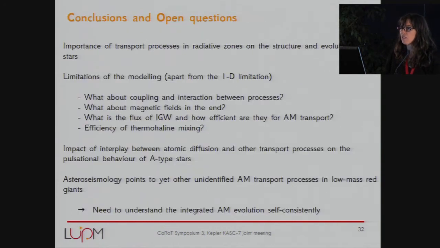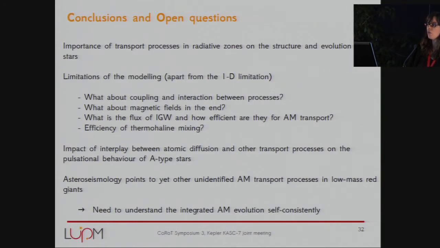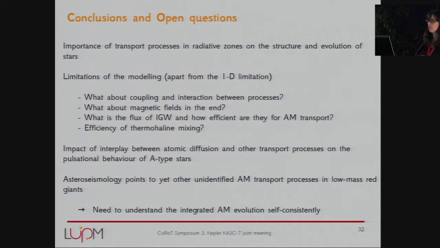So I will stop here with my conclusions, hoping that I didn't just bury you with too many questions. But the important point is that transport processes in radiative zones are there. They should be introduced in stellar evolution codes. They are now routine in most of the modern stellar evolution codes. They suffer many limitations, not only one, but many.